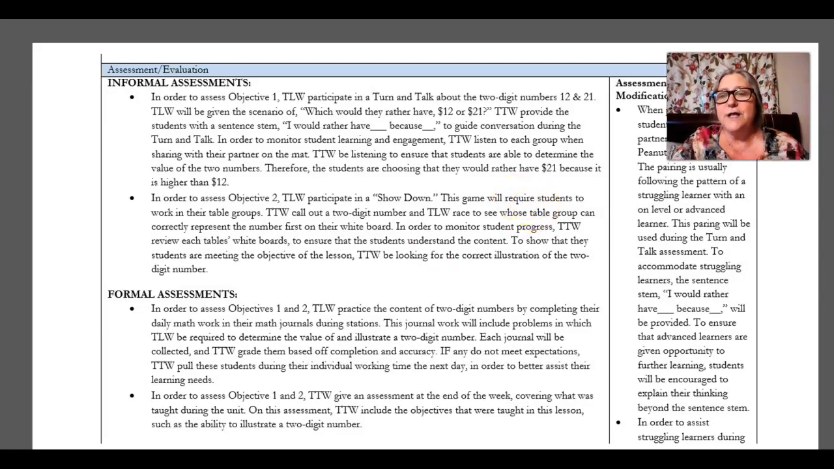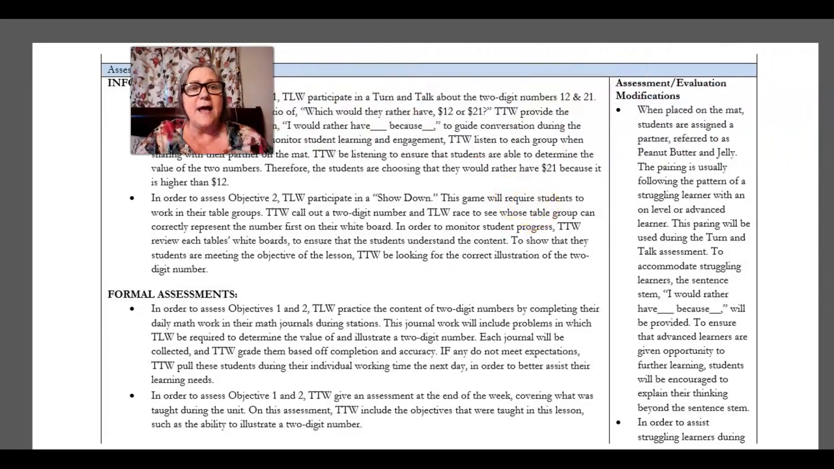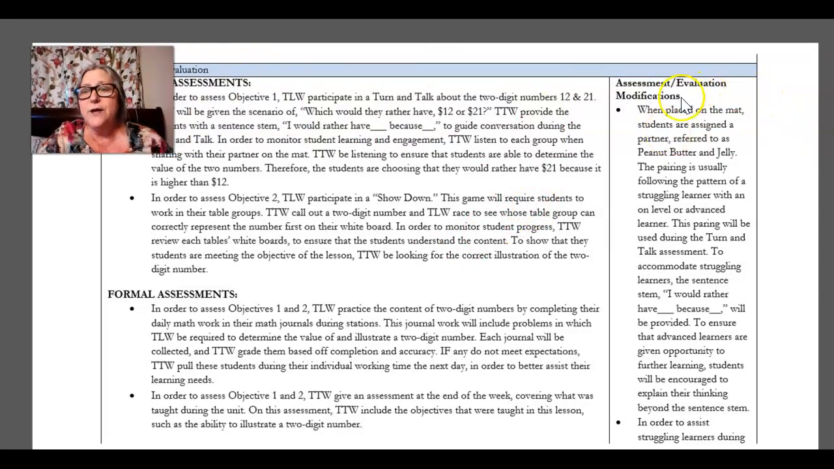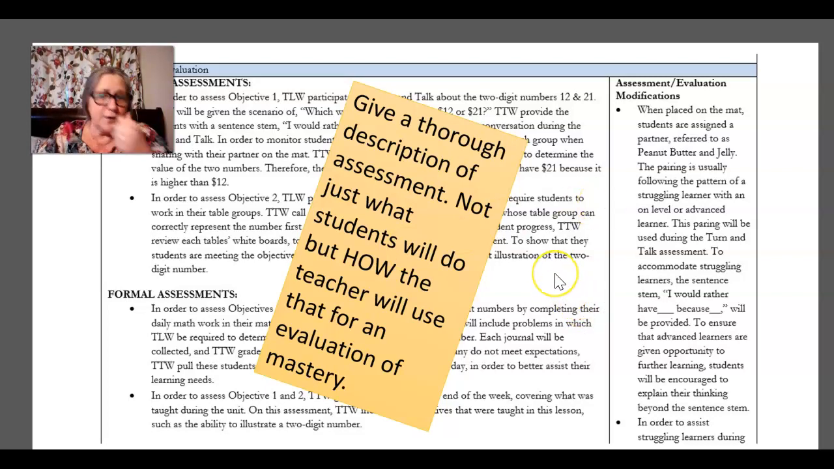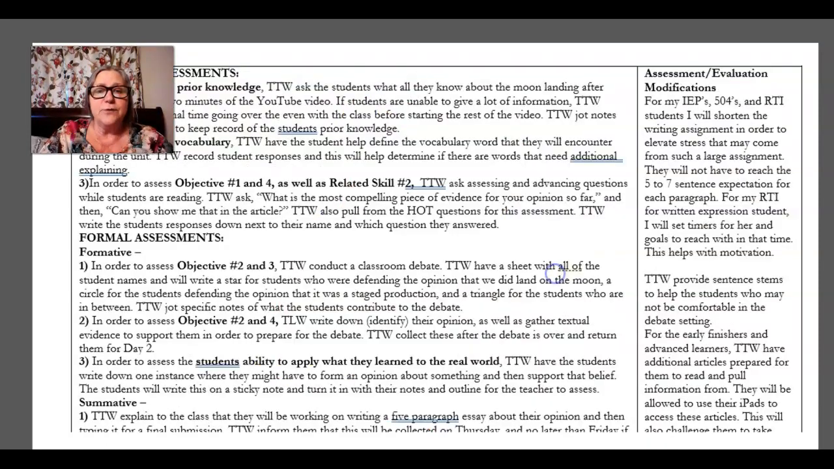Again, this person has done a great job thinking outside the box when it comes to modifications. She's talking about things that she does in order to ensure that they're going to be successful in taking their assessment. So give a thorough description of your assessment, not just what the students will do, but how the teacher will use it for an evaluation of mastery.